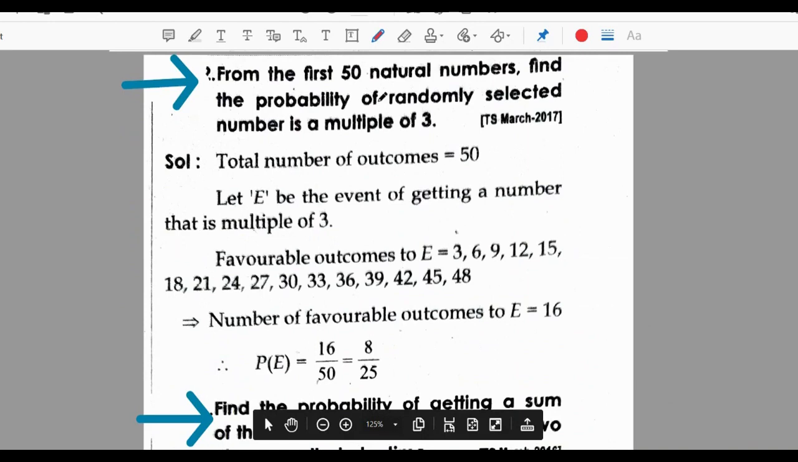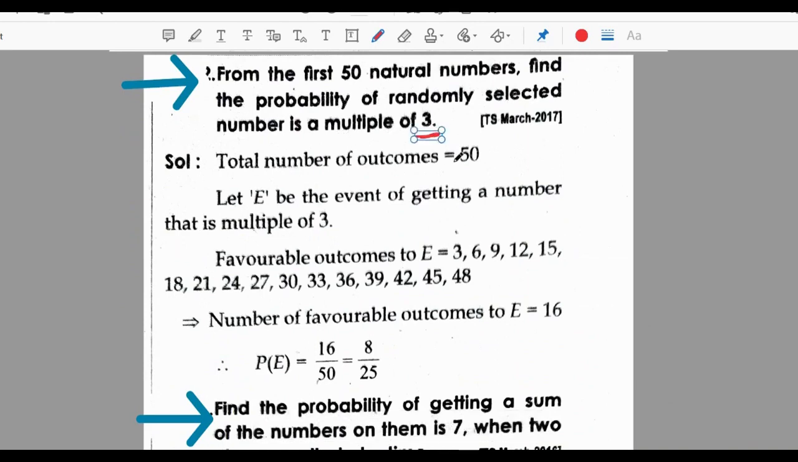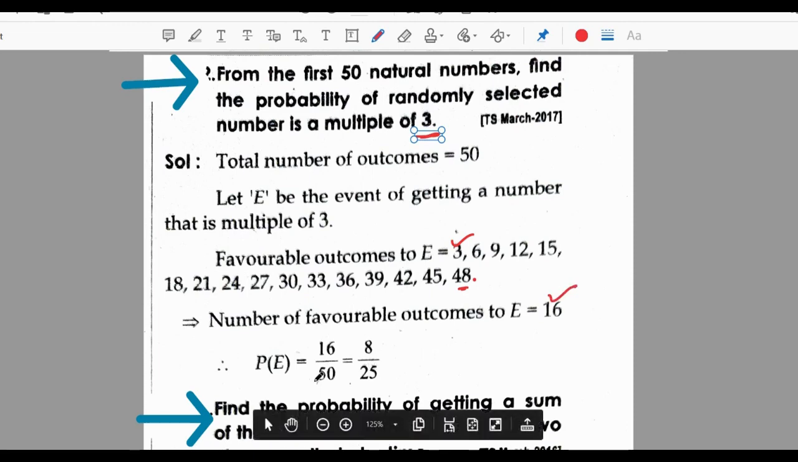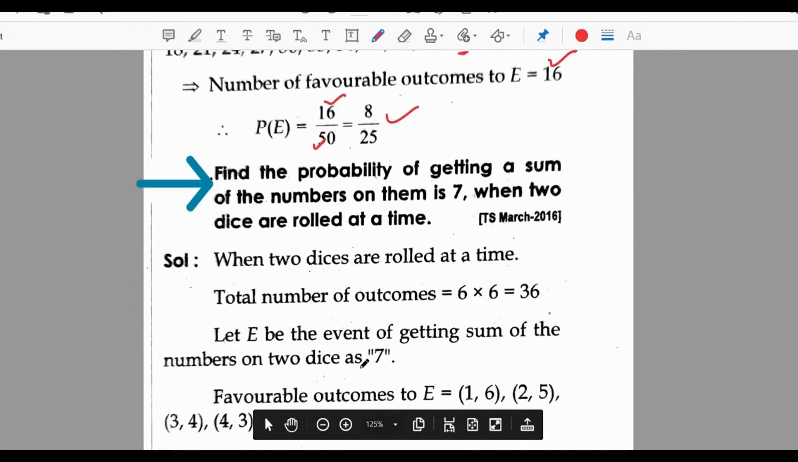From the first 50 natural numbers, find the probability of a randomly selected number being a multiple of 3. So multiples of 3 are 3, 6, 9, 12, 15, 18, 21, 24, 27, 30, 33, 36, 39, 42, 45, 48. So number of favorable outcomes are 16, total are 50. So probability of the event is 16 by 50, which is 8 by 25.